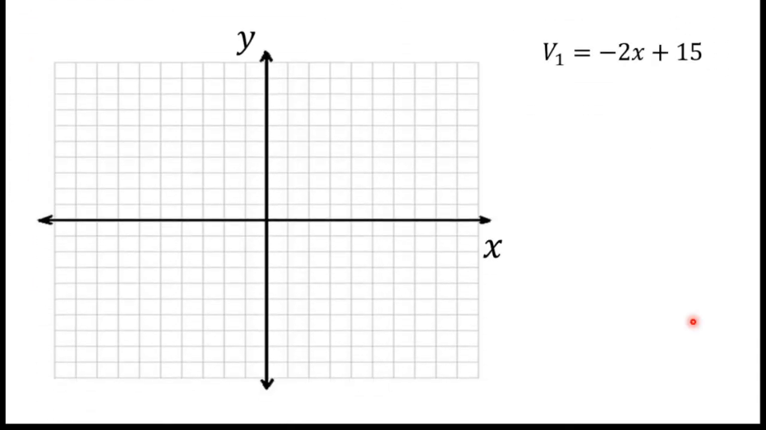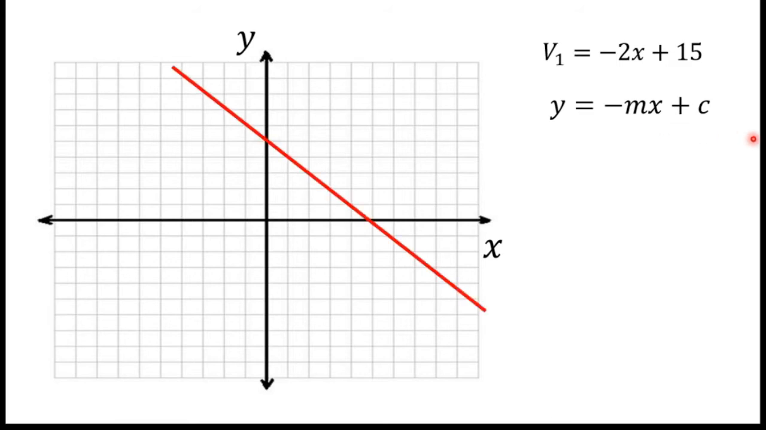So this is a graph paper. This is our equation, V1 equals minus 2x plus 15. So it's like y equals minus mx plus c. So this is a function, right? Not equation. This is a function. It's like y equals minus mx plus c. So I can draw it like this, and this point I can mark as C. So this is the shear force diagram shape, right?